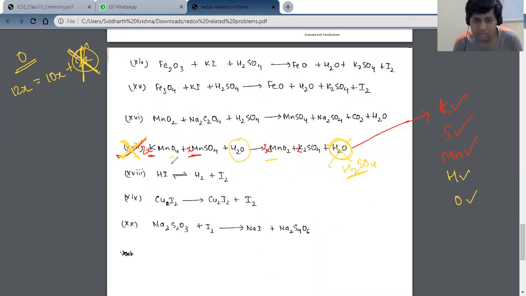In the same way we can balance all the other reactions also. Yes, you can balance. Okay, any doubt in these three? No, I'm having a doubt in the 11th one. You are having a doubt in the 11th one. Why didn't you ask earlier?